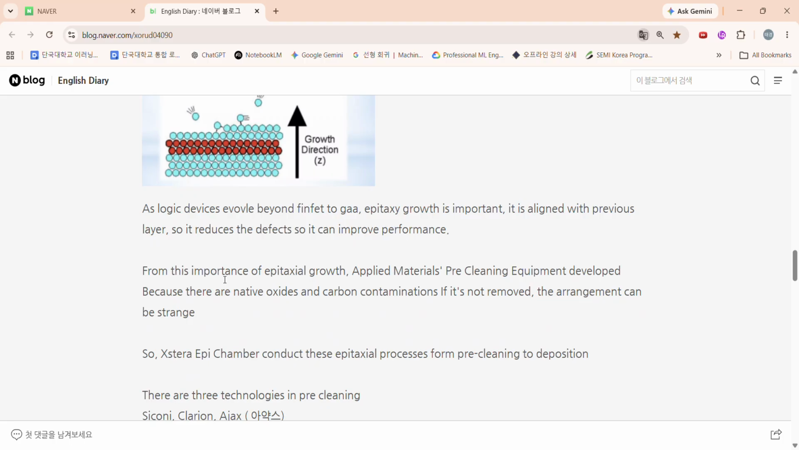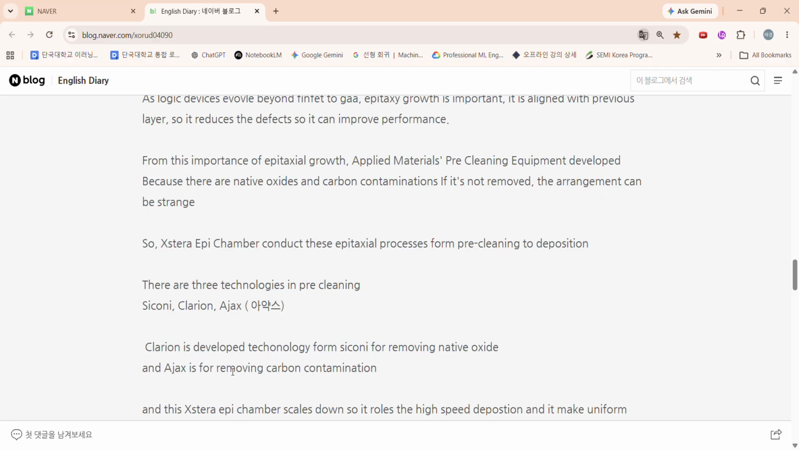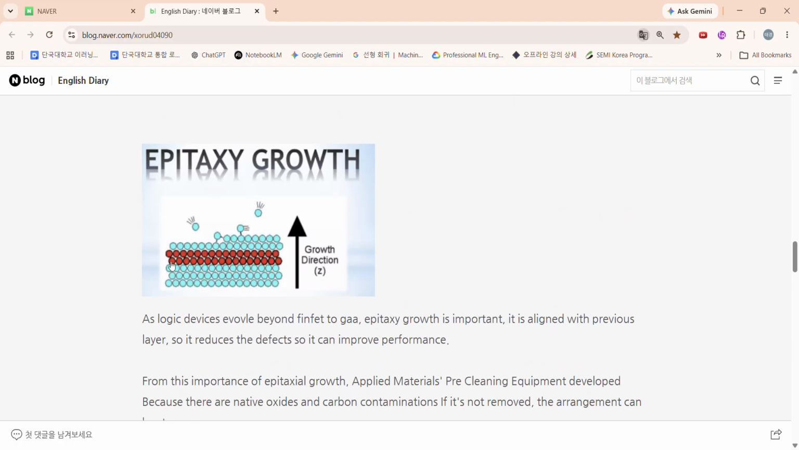So I will talk about the Applied Materials Centura Epi chamber equipment. There are three technologies there, and they cover from pre-cleaning to deposition. Pre-cleaning means we deposited the previous layer like these red atoms. Then I suppose the red atoms are silicon.